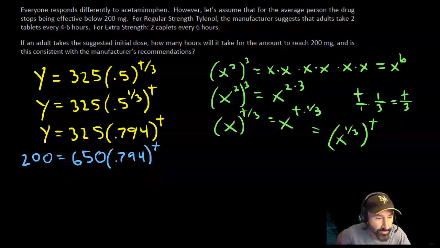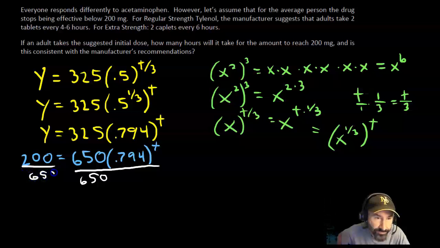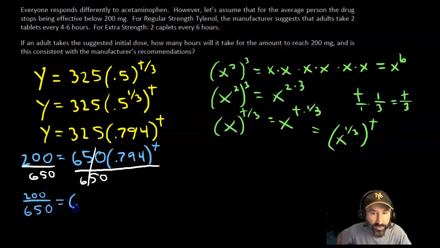One thing that we will do is we will try to make this a little simpler by dividing out 650 on both sides. And when we do, this gets canceled. So yay, that makes things a lot simpler. And so then we're kind of stuck with 200 over 650. And that is equal to 0.794 raised to the power of t.